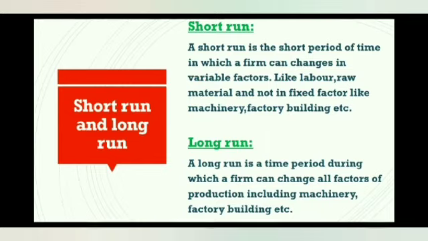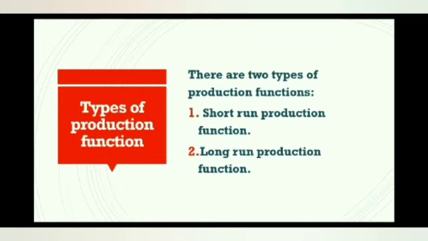Next, types of production function. There are two types of production function, and they are short run production function and long run production function. Short run production function can be defined when application of one factor is varied while all the other factors are kept fixed. The law that operates here is known as law of returns to a factor.